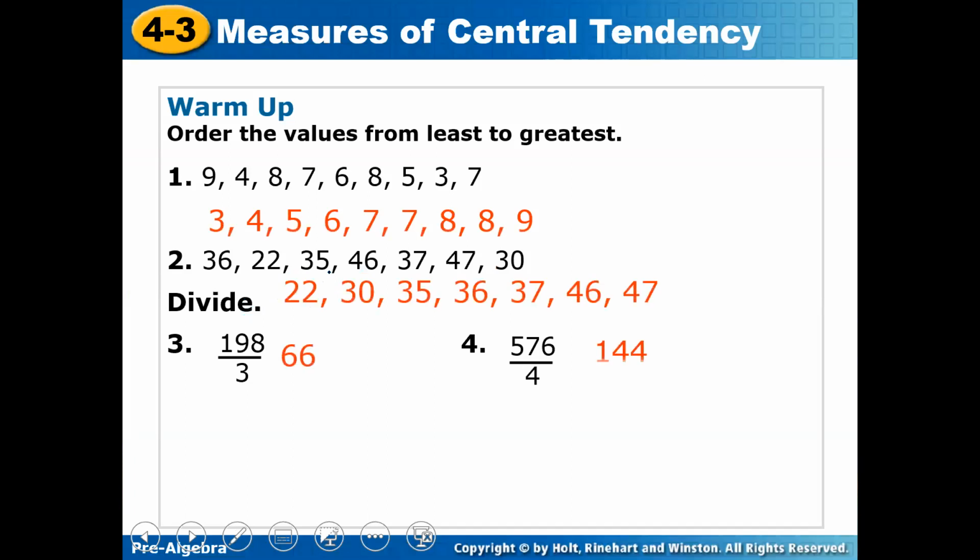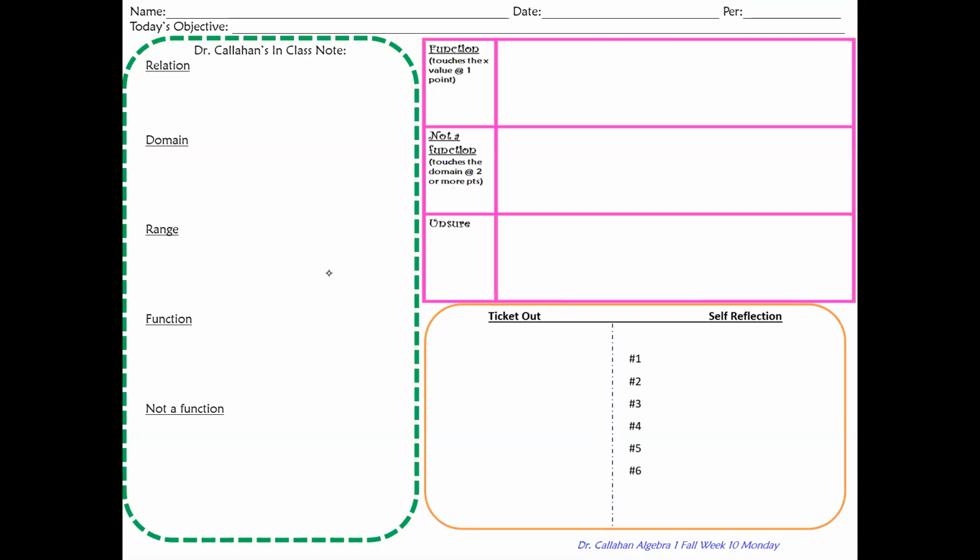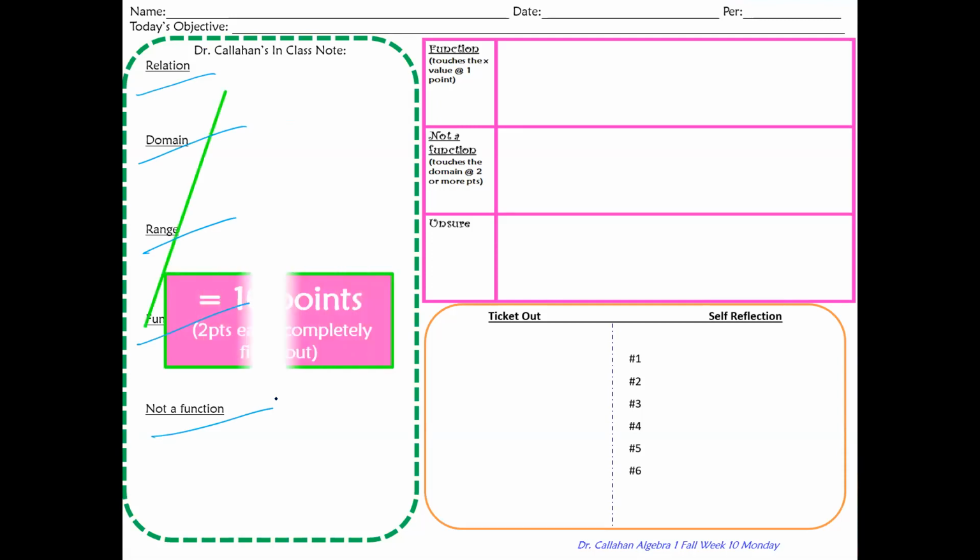Here are your answers for the last question. Okay, so when I saw you guys yesterday, which was week 7, Monday, we talked about the following vocabulary words: relation, domain, range, function, and what is not considered a function. And then we did a categorization activity where I showed you 16 cards and you were supposed to tell me whether they're a function, not a function, or you're unsure.